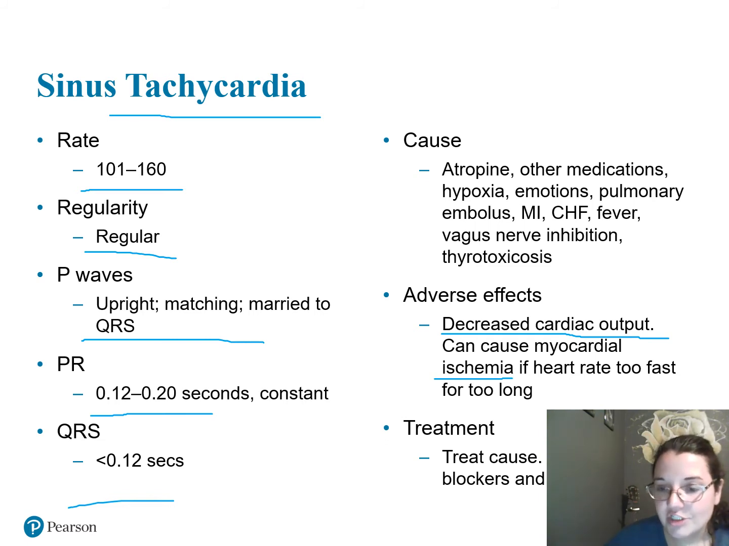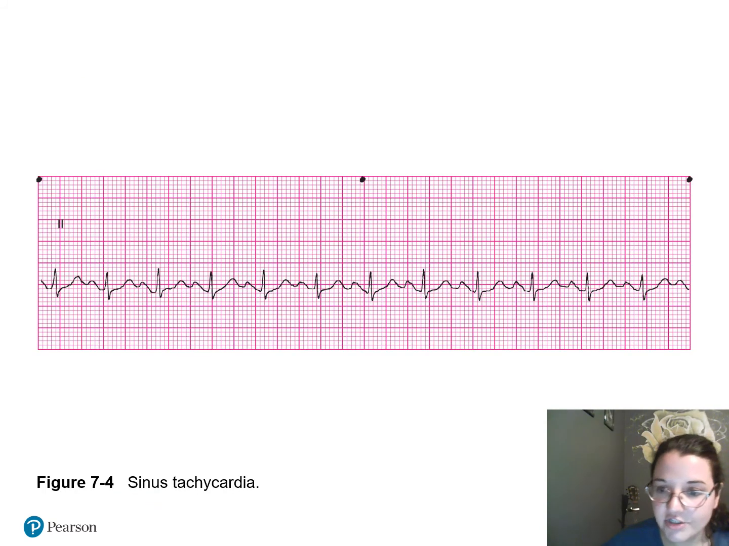What are we going to do? We're going to treat the cause, and we can treat it with medications such as your beta blockers. And also you're going to treat the cause. So here's an example of a sinus tachycardia. So I'm going to go through those questions that you learned in chapter 6 that you need to put into memory.